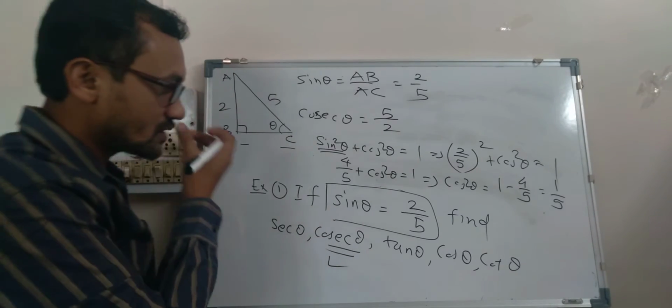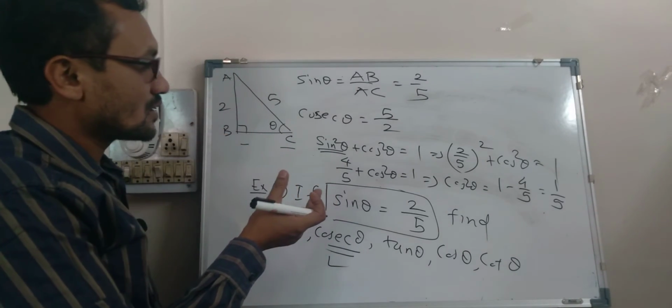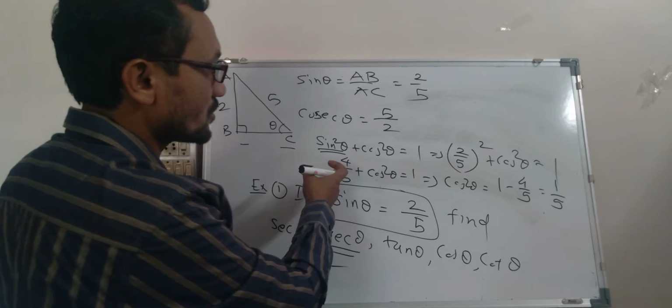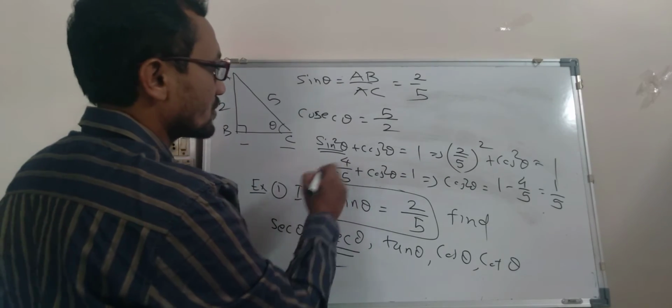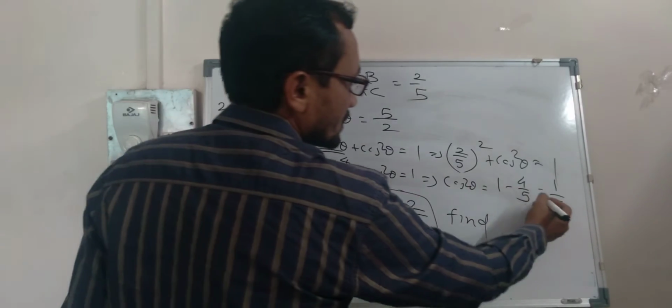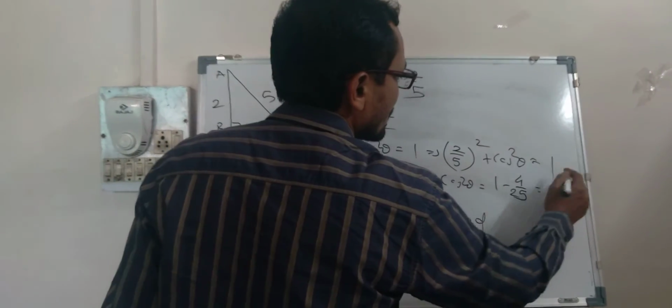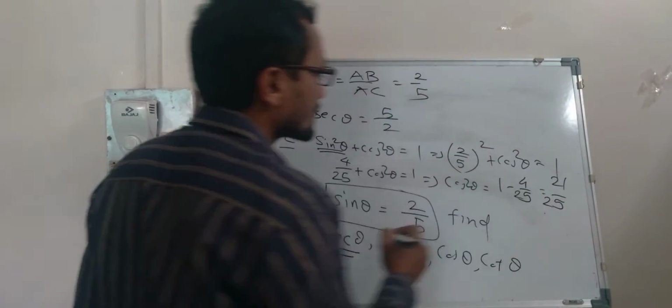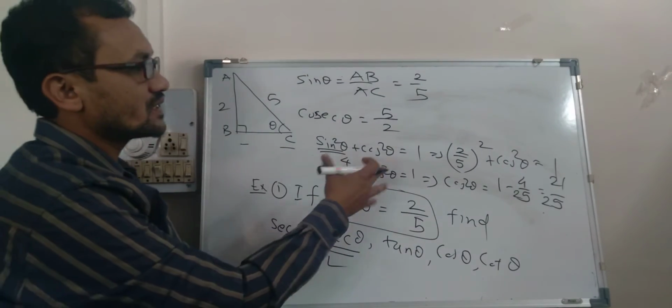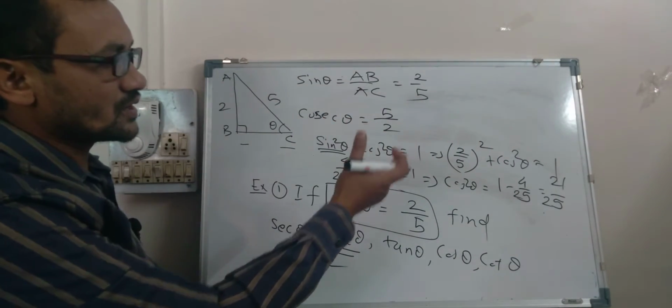So here cos square theta is, so square of this, it is 4 by 25, sorry. So here 25 there. Okay. So there is a mistake. Oh, 25 minus 4, so 21 upon 25. Okay. So cos square theta is 21 upon 25.